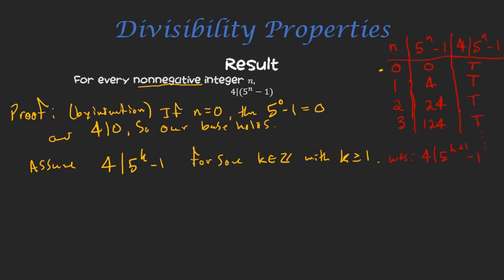That is, we want to find an integer such that 5 to the k plus 1 minus 1 is equal to 4 times that integer. So let's write out 5 to the k plus 1 minus 1 and see if we can do some work here. Notice that 5 to the k plus 1 minus 1 is equal to 5 times 5 to the k, minus 1.